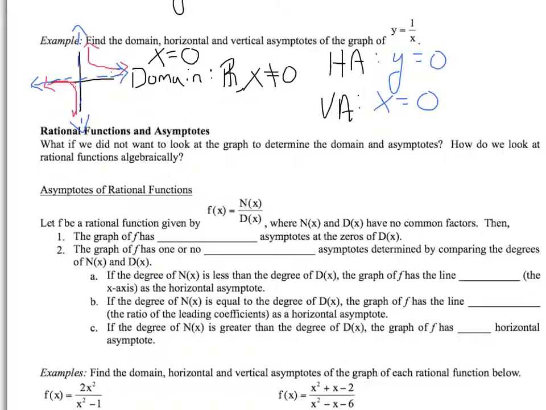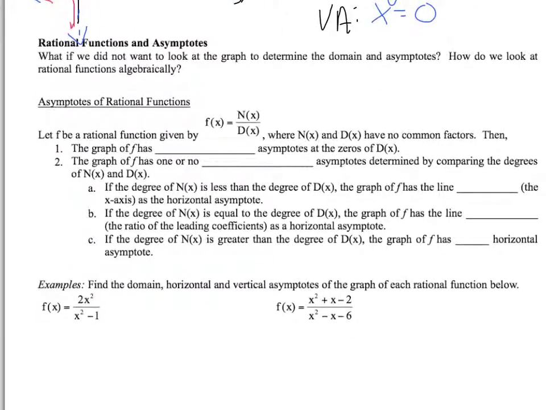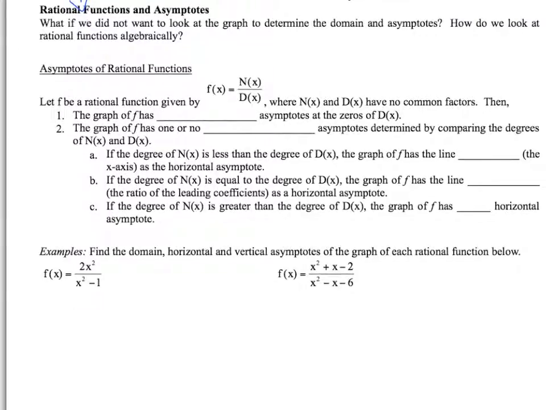However, I'd like to do it without having to look at the graph all the time. I want to do it algebraically. And that's what the next piece says. What if we don't want to look at the graph to determine the domain and the asymptotes? How do we look at it algebraically? Well, this is how we will find some asymptotes, and we will continue to do the domain the same way we were doing before.